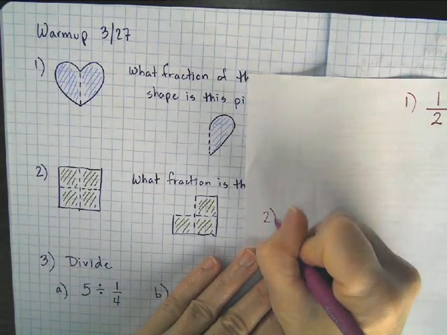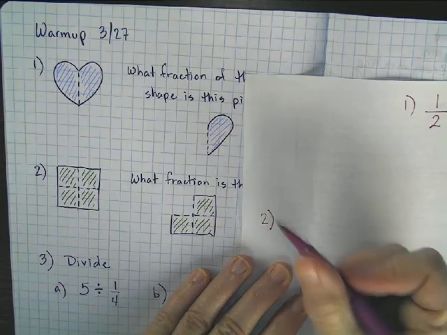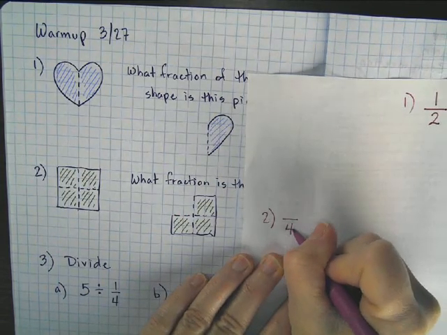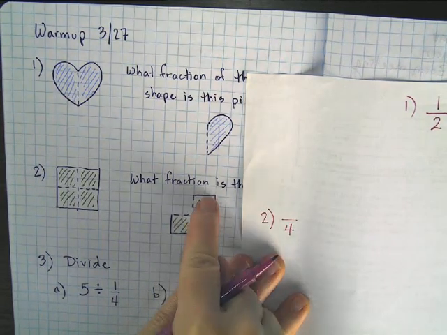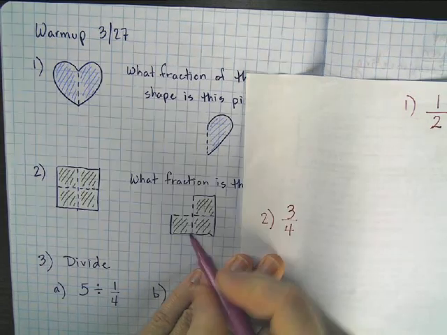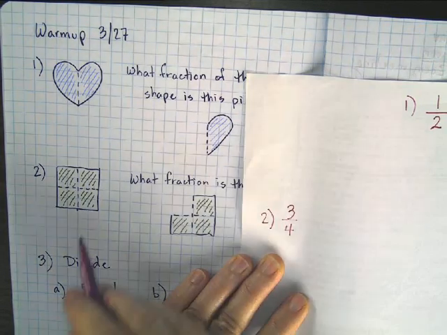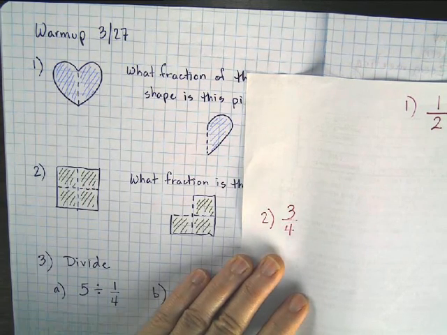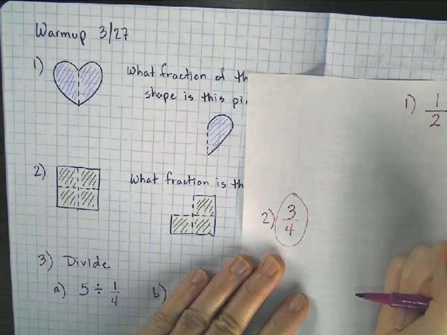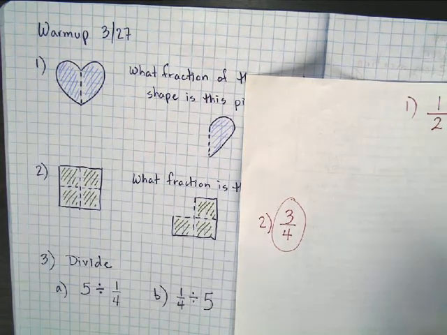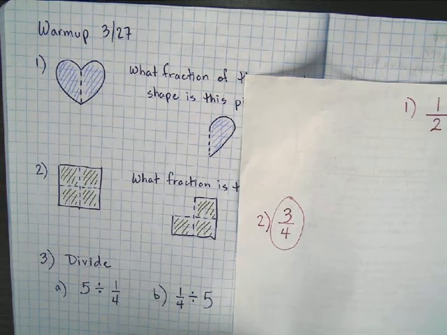So our answer here, how many pieces? 1, 2, 3, 4. That would be the denominator. How many pieces do we have? 1, 2, 3. So this is 3/4 of the original shape. Okay, so the answer to number 2 is 3/4. All right, so that's like the beginning problems on yesterday's math space. Yesterday's math space, March 26th.